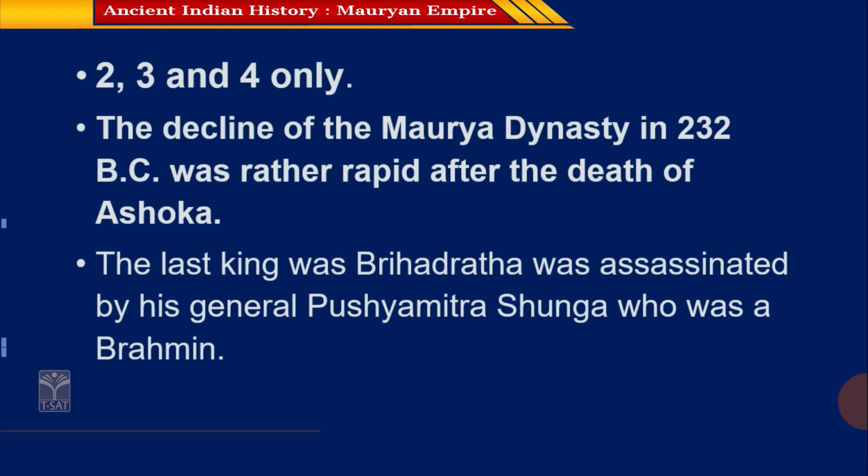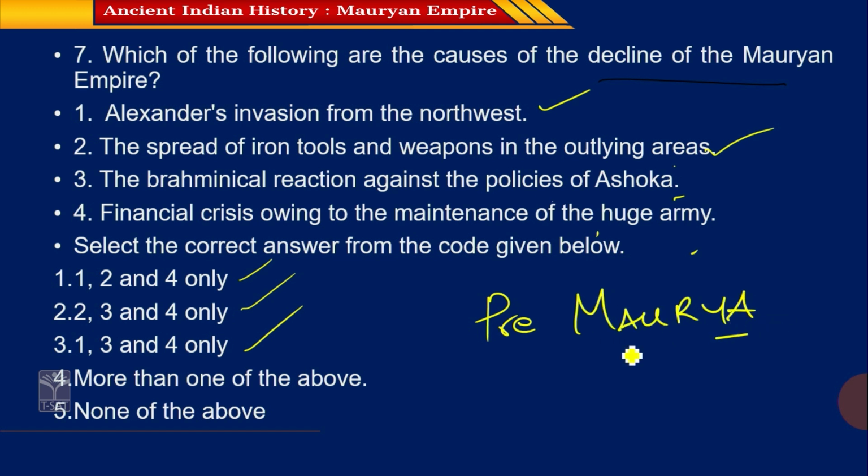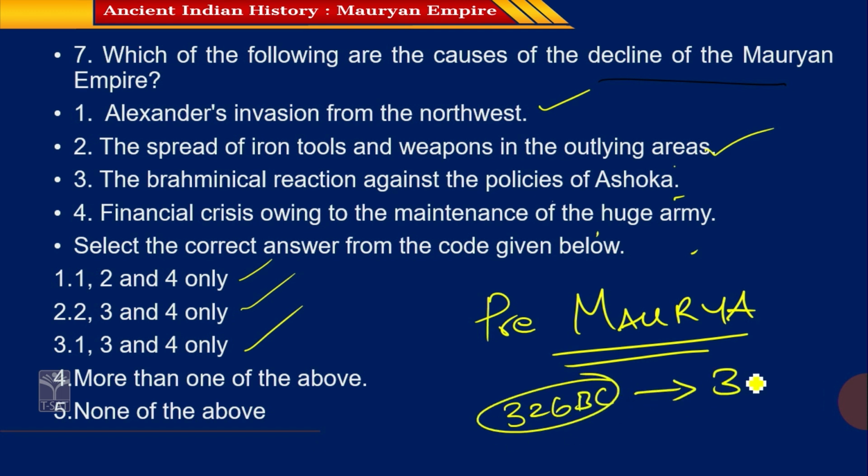The answer will be 2, 3 and 4, which is the spread of iron tools, the Brahmanical reaction against the policies of Ashoka, and financial crisis owing to maintenance of a huge army. If you remember, Alexander's invasion is actually an event pre-Ashoka or pre-Maurya. Alexander invaded India approximately around 326 BC. Mauryans do not come into existence until 321 BC.